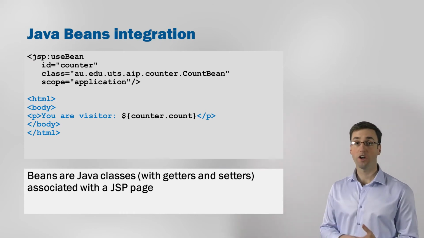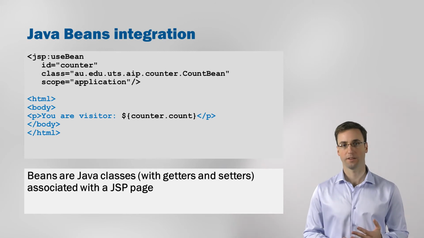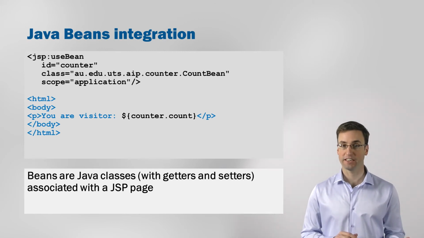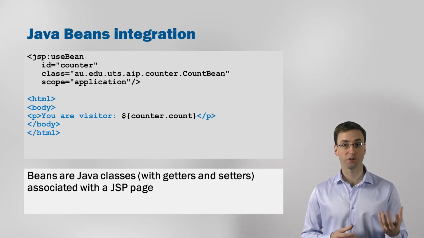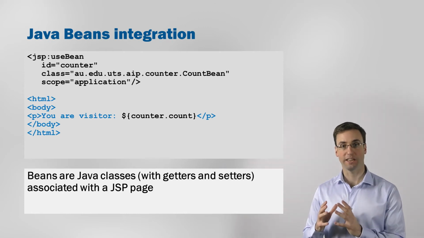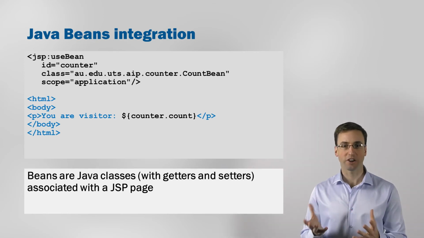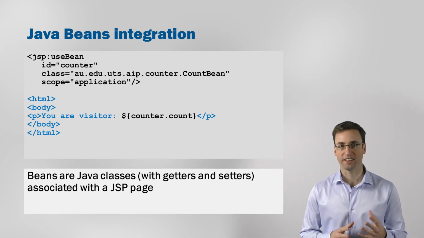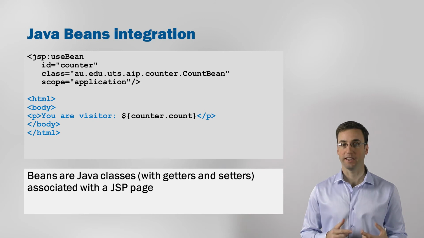So here's an example of a counter application written using a Model 1 architecture. I've used Java Beans integration and expression language. The JSP useBean tag tells JSP to use a Java Bean. Java Bean is just a technical word for a Java class that has getters and setters and a default constructor. This useBean tag tells JSP to create an instance of the counter class and then use that instance across the entire application.